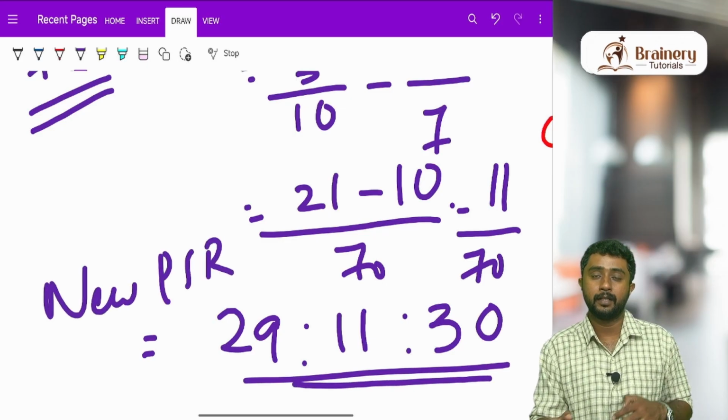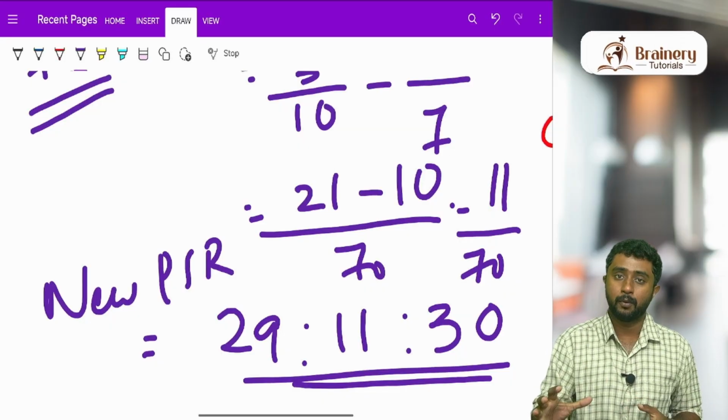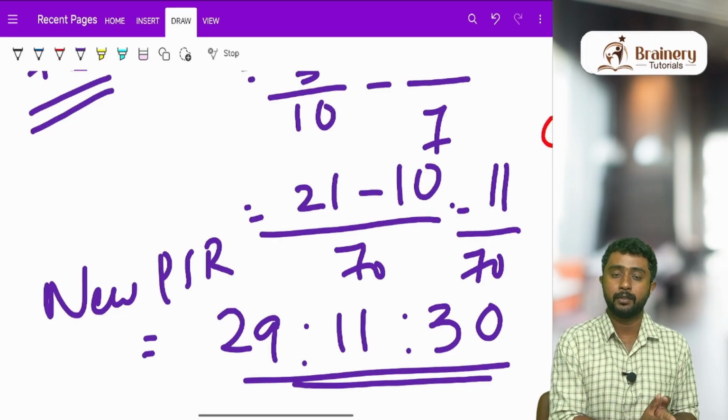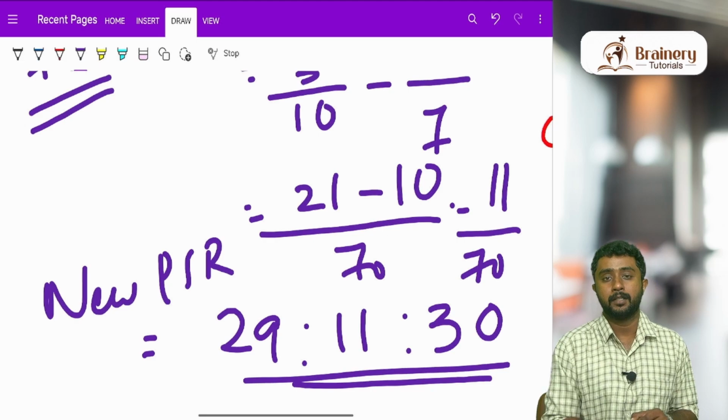New profit sharing ratio means in future they will be dividing their profit into 70 parts. Out of that, the third person will be getting 30 shares, the second person will be getting 11 shares, and the first person will be getting 29 shares.